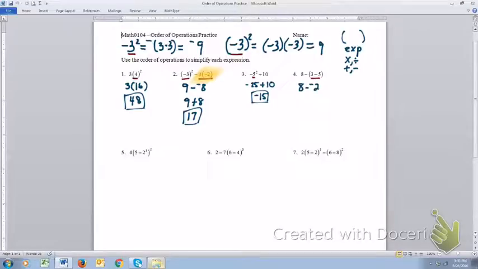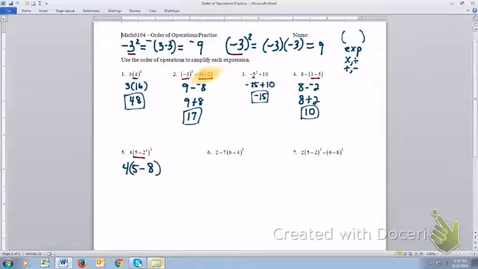We're going to get 8 minus negative 2. So again, we're adding the opposite here, and we get 10. Let's move on to number 5. We've got work to do inside parentheses. So inside the parentheses, we have to follow the order of operations. Notice we have a subtraction and we have an exponent. So we'll take care of the exponent first.